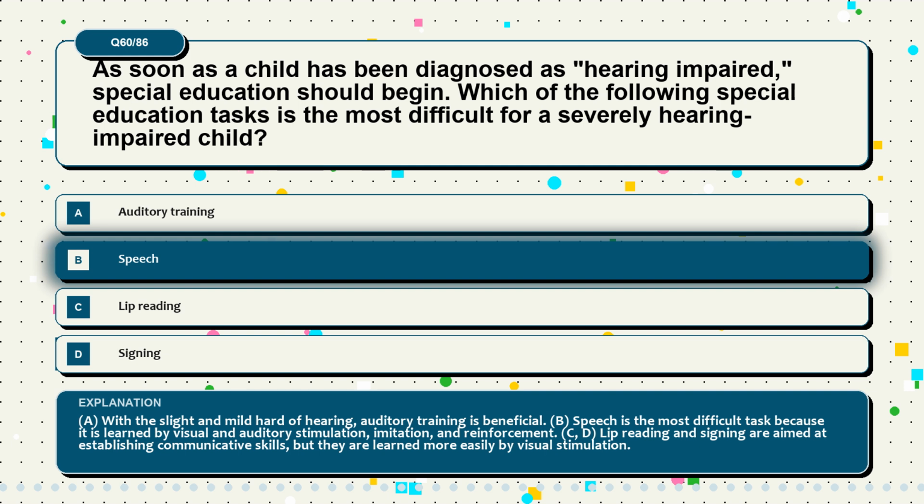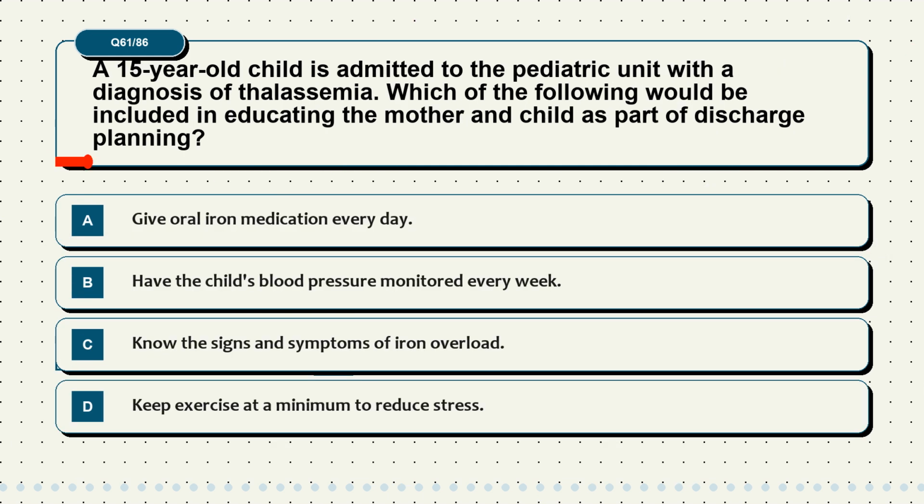Question 61. A 15-year-old child is admitted to the pediatric unit with a diagnosis of thalassemia. Which of the following would be included in educating the mother and child as part of discharge planning? Here are the options. Option A. Give oral iron medication every day. Option B. Have the child's blood pressure monitored every week. Option C. Know the signs and symptoms of iron overload. Option D. Keep exercise at a minimum to reduce stress.